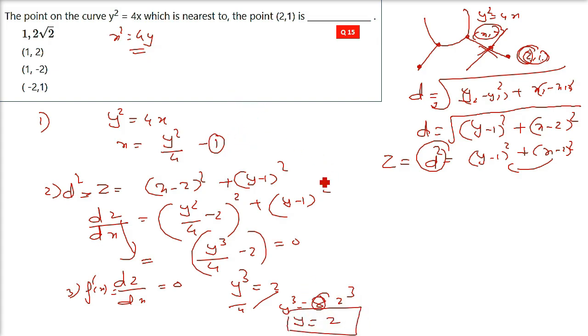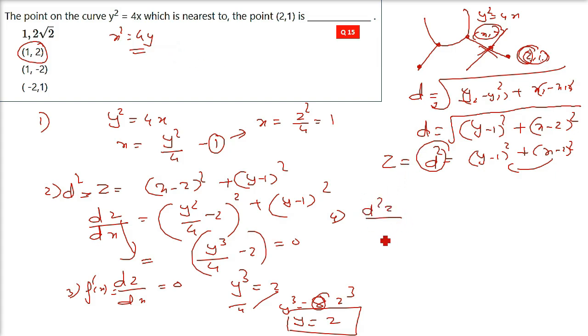And once you have y, you can always find out x from equation number 1. X will be equal to y square by 4. Y square is 2 square. 2 square by 4 is 4 by 4, that is 1. So you have x as 1 and y equals 2. So this 1, 2 is the answer which we were expecting. And as long as this is an MCQ question, we have no troubles. But when it is not an MCQ, you have to solve everything.